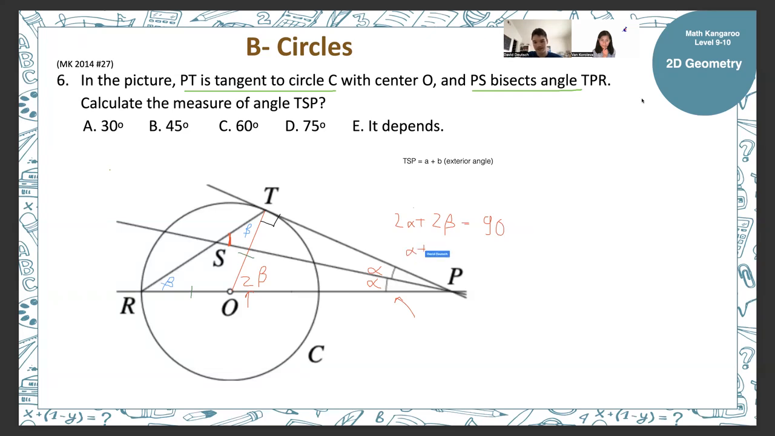And suddenly we're done, believe it or not, because once we have that, we know that TSP is just the sum of alpha and beta, being an exterior angle, which we know is 45, which would give us an answer of B. So the trick here was draw the extra line. That was the new strategy, really. We didn't have that, and we needed that line. But then once we got there, we just were chasing angles, right?